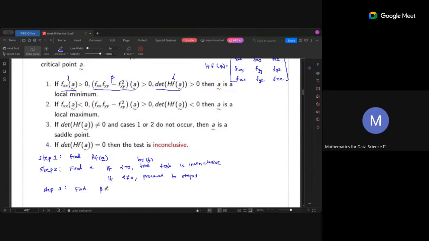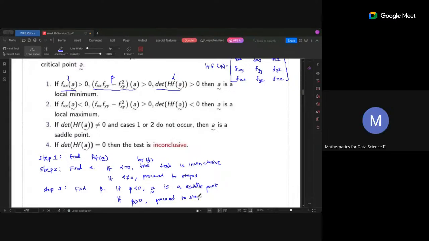If beta is less than 0 or equal to 0, then A tilde is a saddle point. Only when beta is positive do you have a local minimum or local maximum. And if beta is positive, then you proceed to the next step to decide between minimum and maximum.